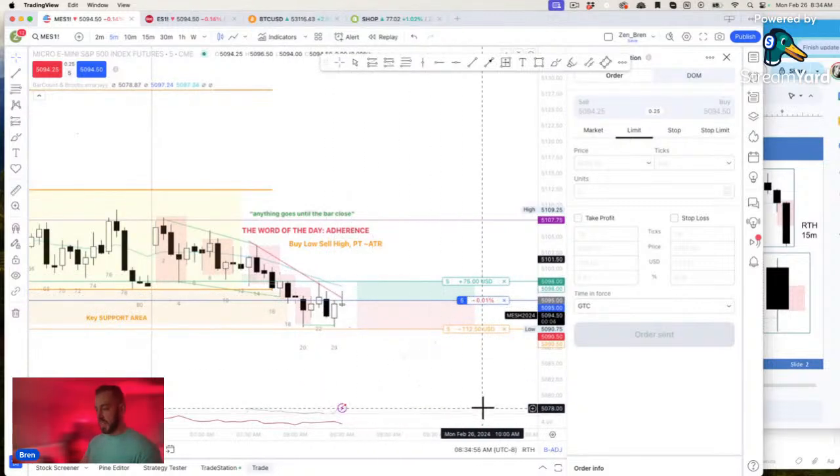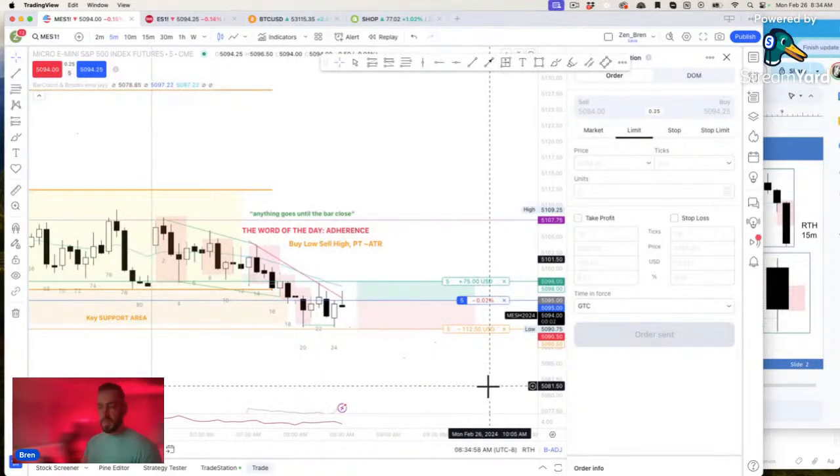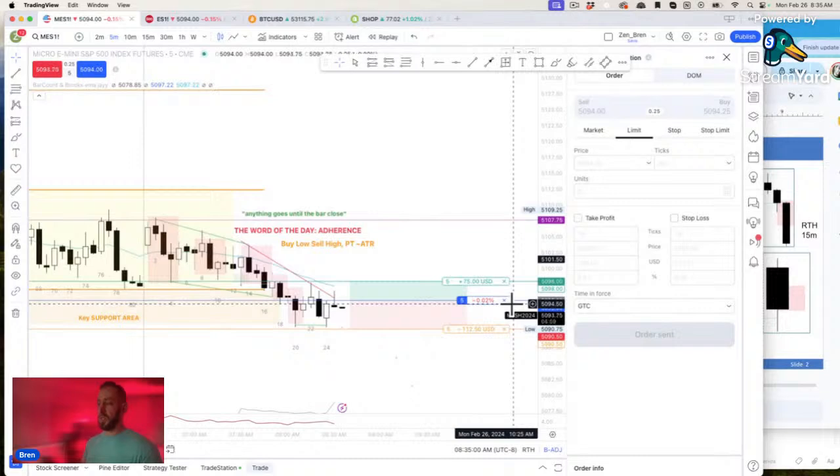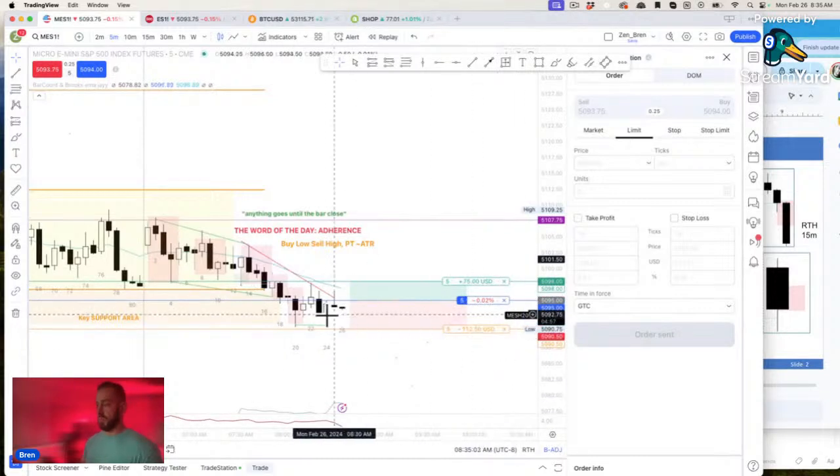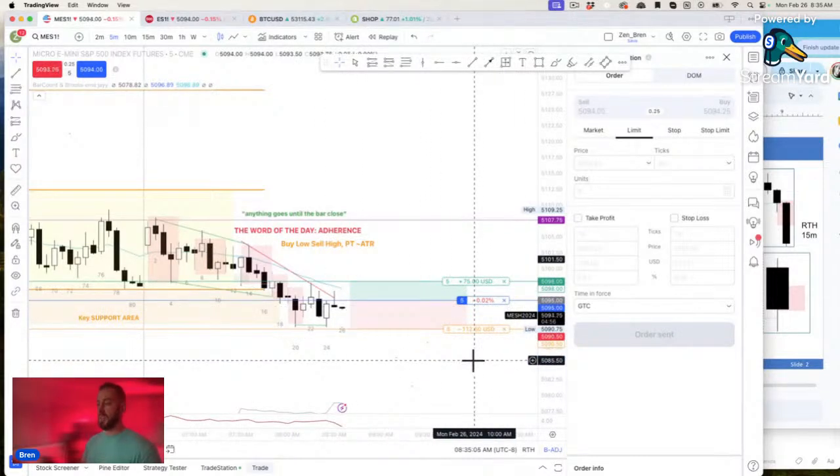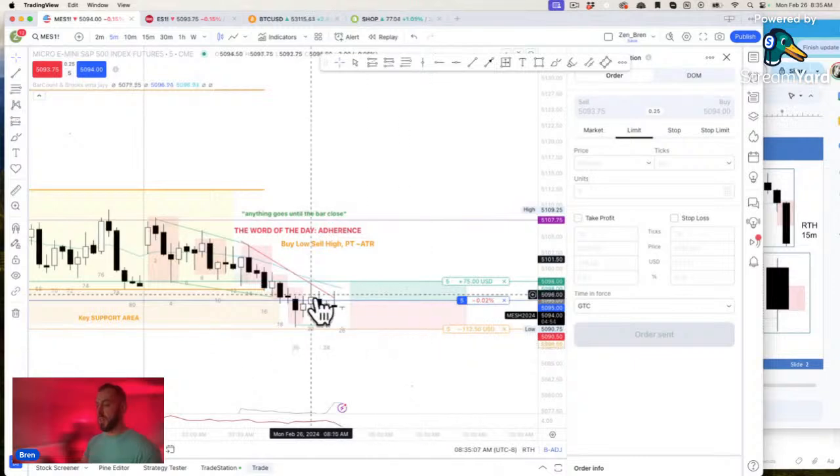Bear selling at that trend line. Not good for the bulls. Not good for the bulls. That's actually a sell signal for trend continuation.